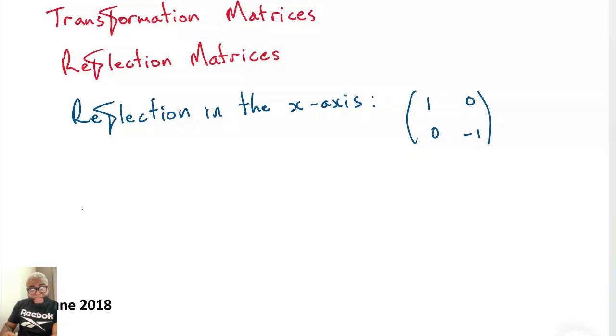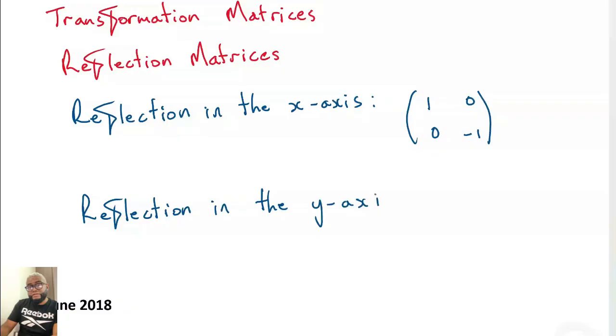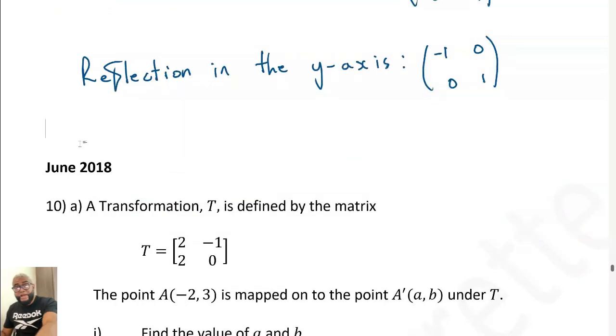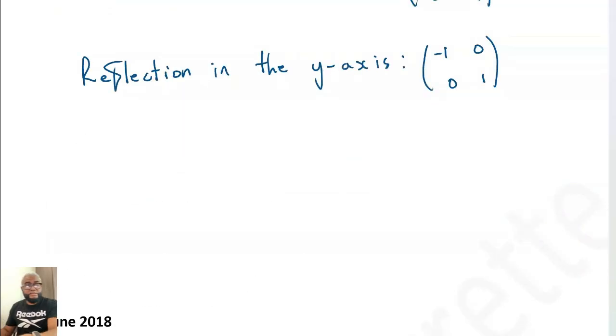Then we have a reflection in the y-axis. Right? So this will be negative 1, 0, 0, 1. That's a reflection in the y-axis.